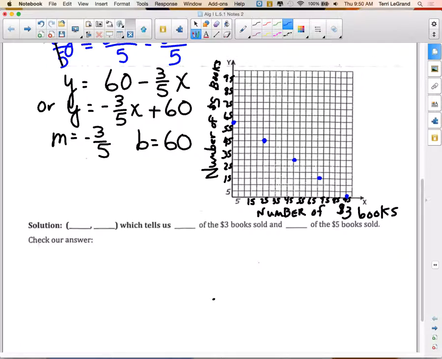Now tell me something about when we draw the line through these points, would it be a line with arrows at both ends? How about at the left end, going up here to the left? No, why not? What's happening when we go this direction? Negative number of $3 books. How about when we go down on the right-hand side? What would happen when we get down here? Be a negative number of $5 books.